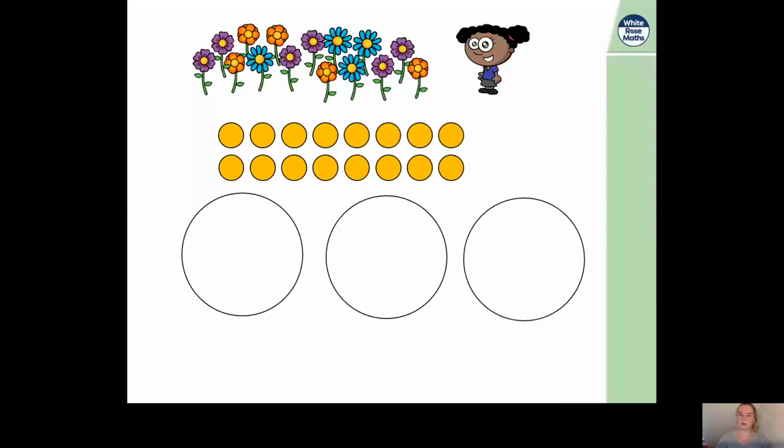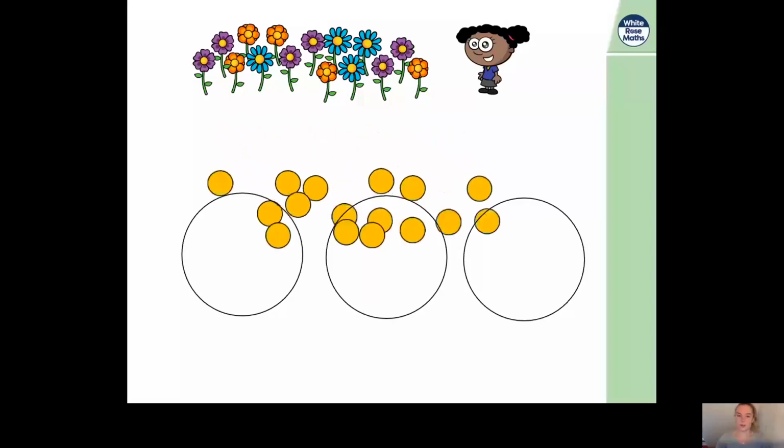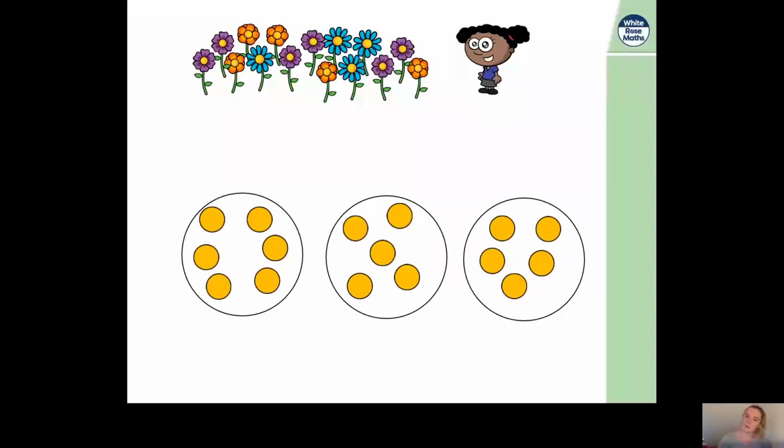Now, here we go. So this time she's got 3 vases and she's still got the 16 flowers. Could you pause the video and see if she can share them equally amongst these 3 vases? Okay, so let's find out. Let's share them. Now, how many flowers are in the first vase? That's right, there are 6 flowers in the first vase. How many in the second? Oh, there's 5. Oh dear. How many in the third? Oh, there's 5 again. Have they been shared equally? No, they haven't, have they? Because there's 6 in the first, 5 in the second, and 5 in the third.